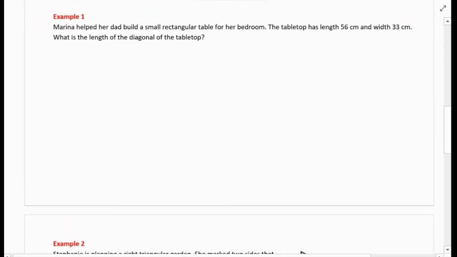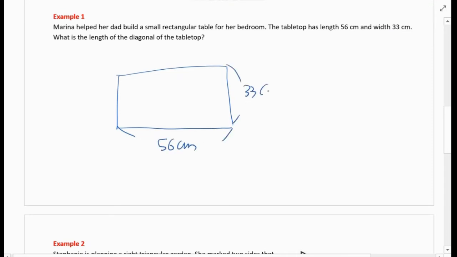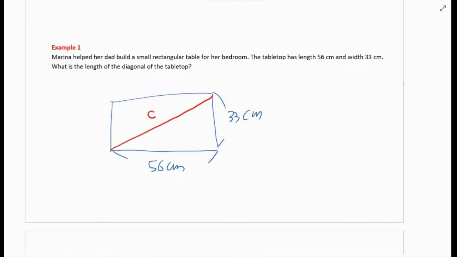Alright, let's move on. Example 1. Marina helped her dad build a small rectangular table for her bedroom. The tabletop has length 56 centimeter and width 33 centimeter. So 56 centimeter, the length, and 33 centimeter, the width. What is the length of the diagonal of the tabletop? Alright, everyone, the diagonal is the hypotenuse. So we're going to let this be C.